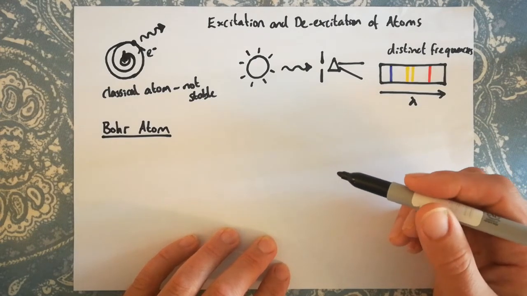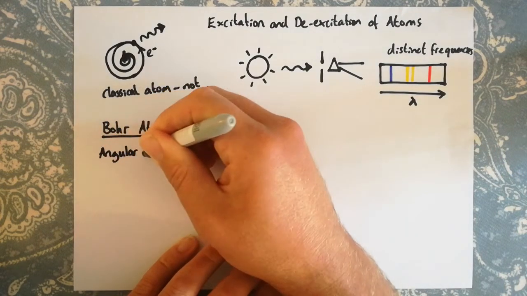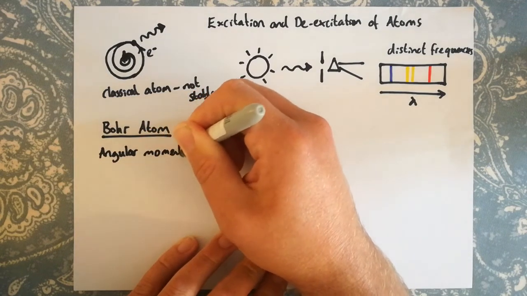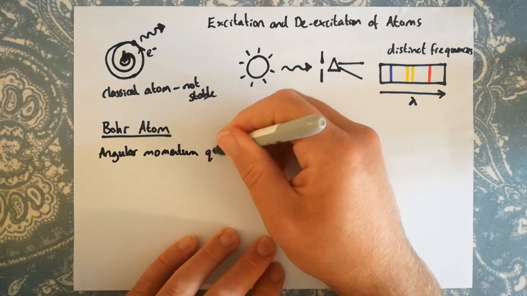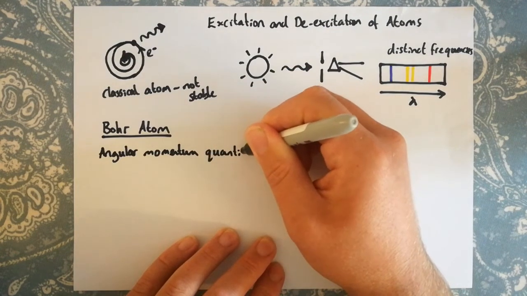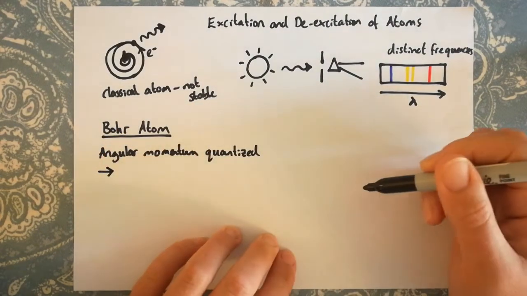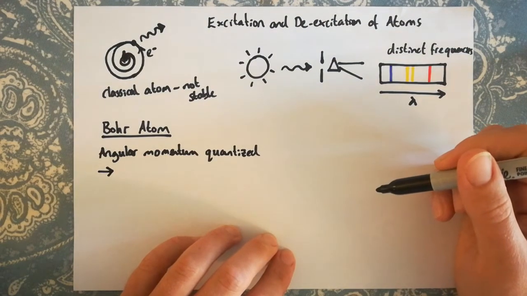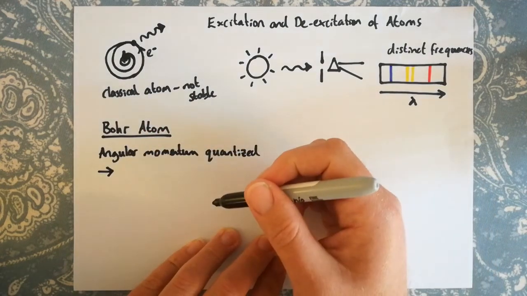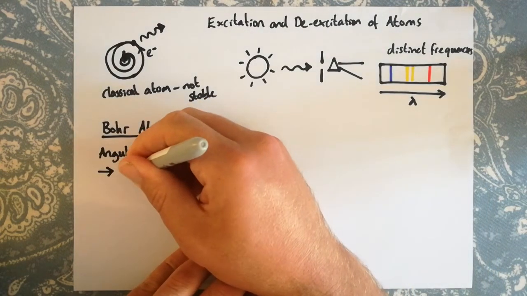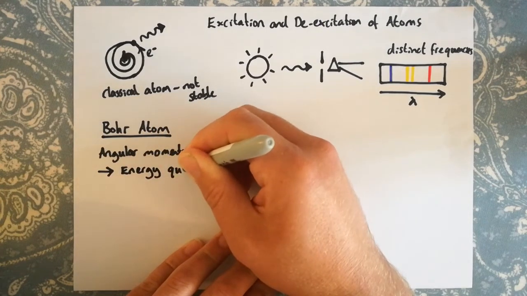What Bohr said was that in the atom, the angular momentum of the electrons is quantized. It means it can only have certain values. Now, we don't study angular momentum in our mechanics, but essentially another way of thinking about it is that the energy of the electrons is quantized.